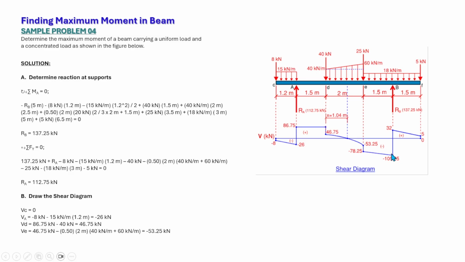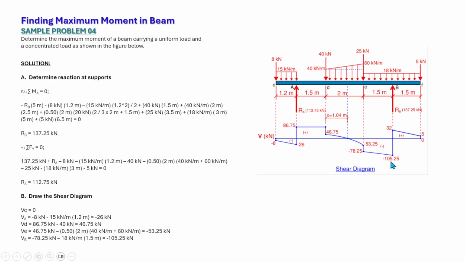So at point B is equal to negative 78.25 minus the load between point E to B, which is minus 18 times 1.5. So that is equal to negative 105.25. So up here, we have calculated the shear at B, minus 105.25.